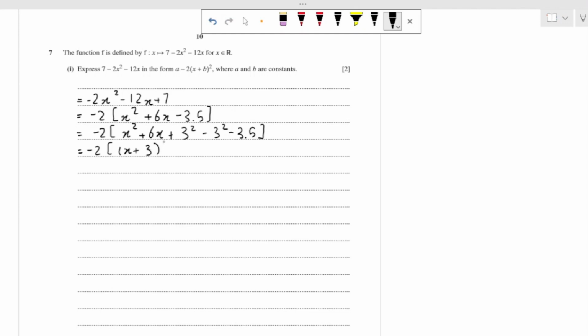x plus 3 squared. We took the positive value of 3 and put it in the bracket with x. That bracket is done. What is left outside now is minus 3 squared minus 3.5. So now we can simplify it: minus 2 times (x plus 3) whole squared, minus 3 squared minus 3.5 multiplied by 2, that gives us plus 25, and now we have got it in the form.